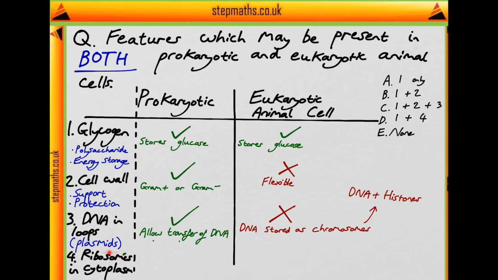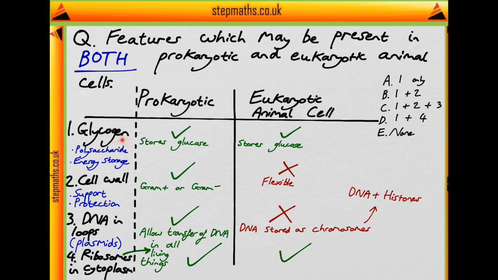Our final feature is ribosomes in the cytoplasm. What are ribosomes? Ribosomes are an organelle found in all living things, used for translation, that is, converting an mRNA strand into a polypeptide. Therefore, as they are found in all living things, ribosomes are found in both prokaryotic cells and eukaryotic animal cells.